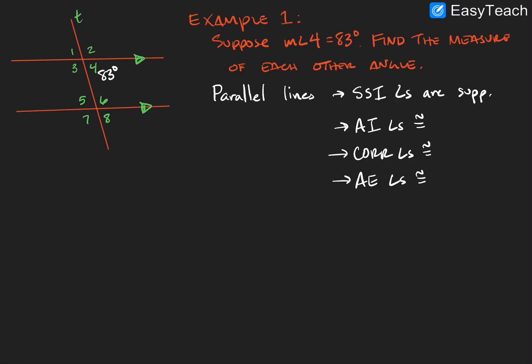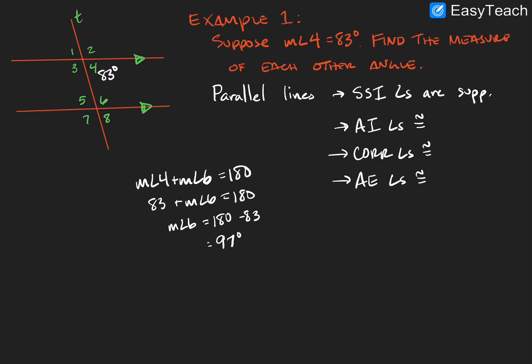First of all, let's look at angle 4 and let's think about what angle would be a same side interior angle to angle 4. Well, that would be angle 6, correct? So that would tell me that because the same side interior angles are supplementary, the measure of angle 4 plus the measure of angle 6 has to equal 180. So if I substitute 83 in for the measure of angle 4, then the measure of angle 6 would be equal to 180 minus 83, which is 97 degrees. So angle 6 is 97 degrees.